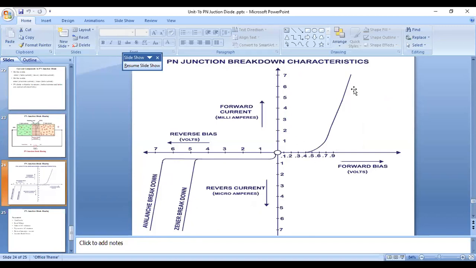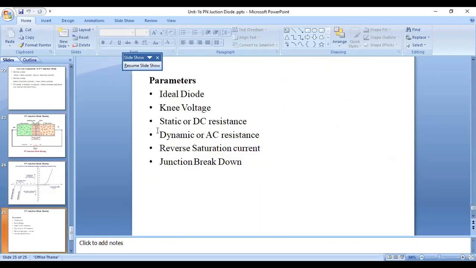In the forward direction, the flow of current is in the range of milliamperes. In the reverse bias direction, the flow of current is in the range of microamperes. Simply by these parameters, an ideal diode acts as an on and off switch. In the forward direction, it acts as an on switch: the resistance is zero or minimum and the flow of current is high. Whereas in the reverse bias direction, the flow of current is low and the resistance is high, therefore it acts as an off switch.